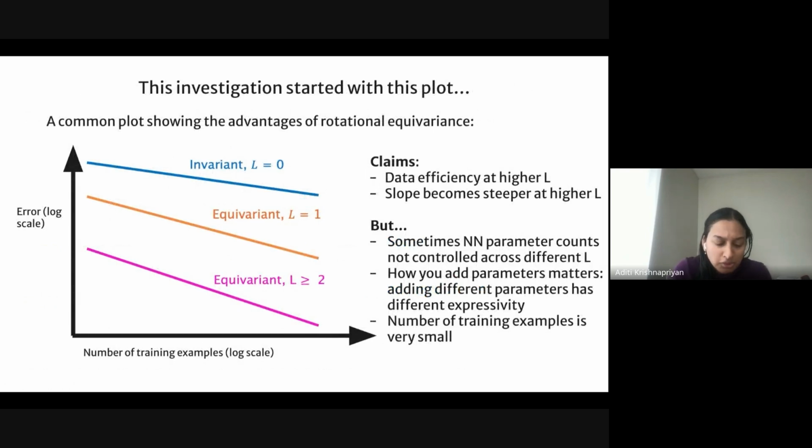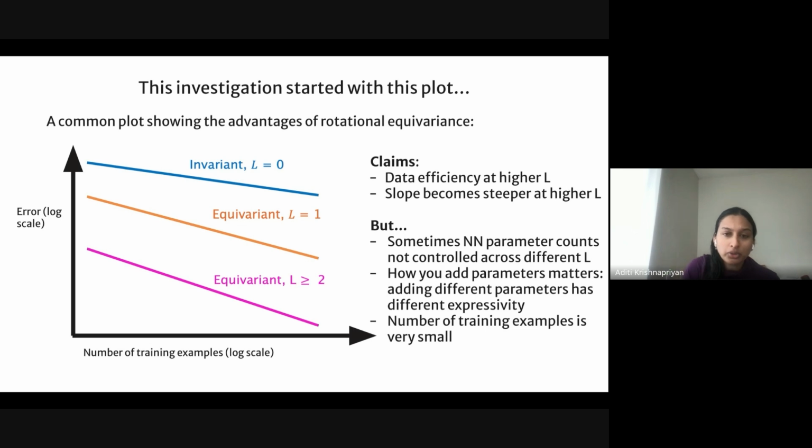A lot of this investigation actually started with a plot that we would sometimes see in equivariant neural network papers, specifically in the context of neural network potentials. This plot shows the number of training examples on the x-axis and the error on the y-axis. The idea is that at L equals 0, you have this blue line over here. But as you go to L equals 1, so you go from invariance to equivariance and higher order equivariance, this line seems to get steeper, and the models seem to become better and better as you go to these higher order Ls.